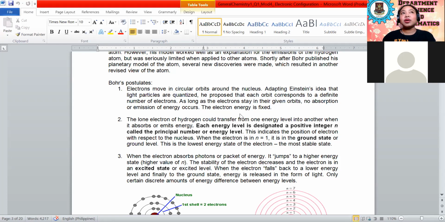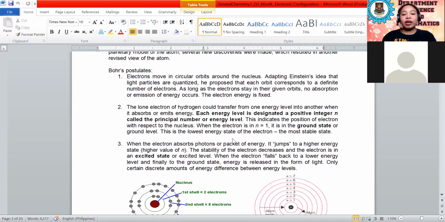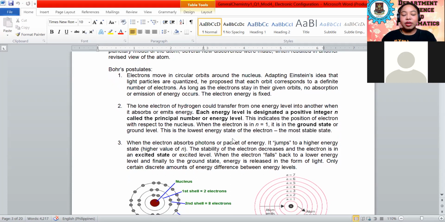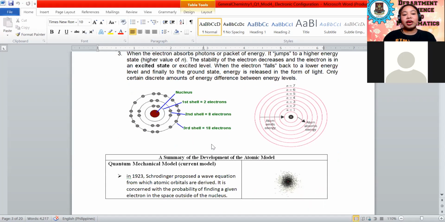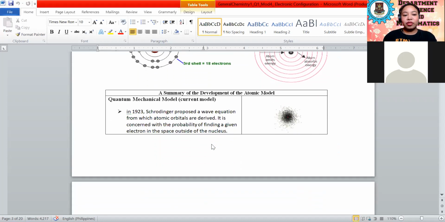So electrons always occupy the lowest energy level. If an electron occupies the lowest energy level, we call it the ground state. But if an electron jumps to a higher energy level, for example, it acquires energy and from the first level it jumps to the second energy level, then we call it the excited state. That is just the difference between the two, the ground state and the excited state.